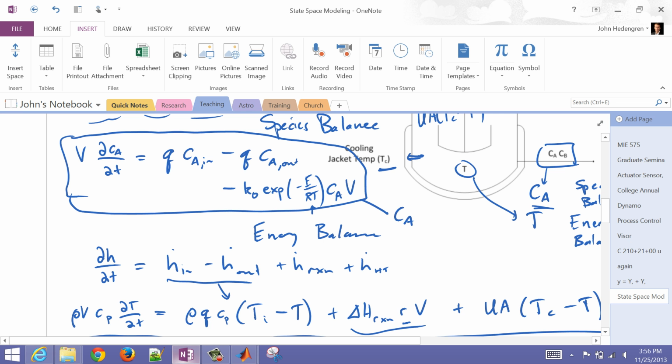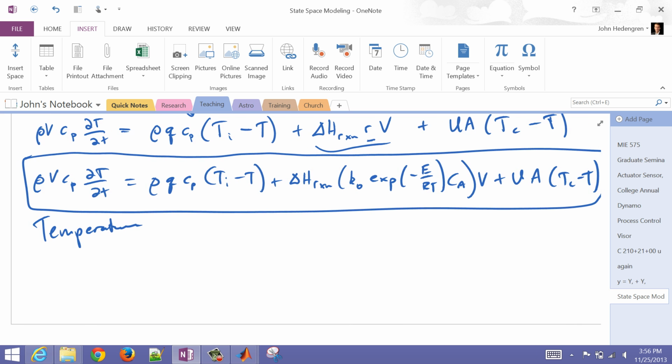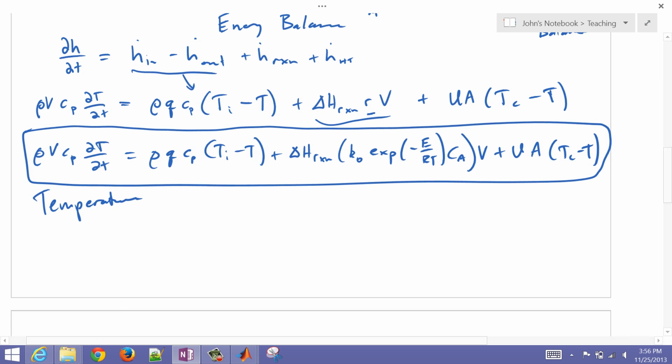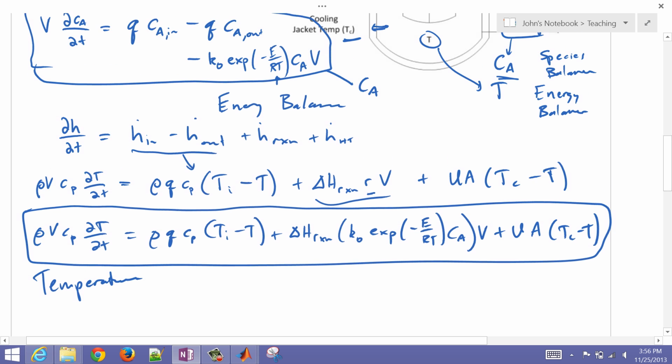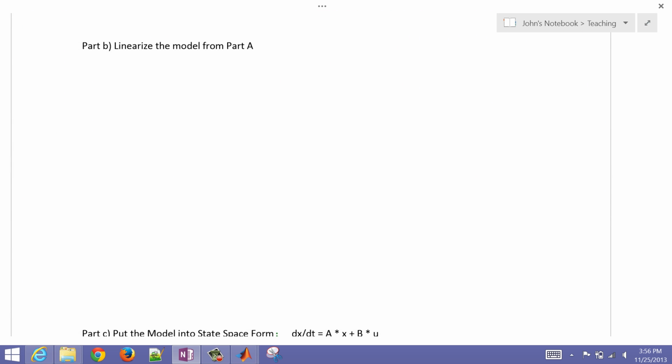So let's go ahead and continue on with the exercise here, getting these species and energy balances into a transfer function form. What I'm going to do is come down here a little ways and linearize these expressions. I'm going to go ahead and transfer my species balance, so I have dCA/dt. I'm just going to divide over my volume first of all, just to get that into a more standard form.